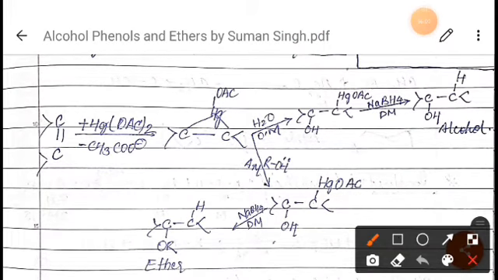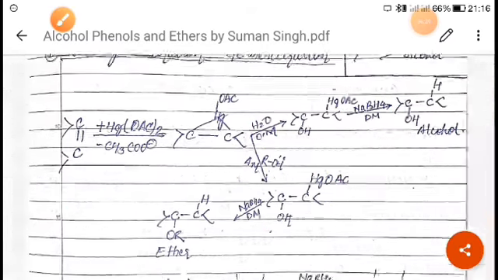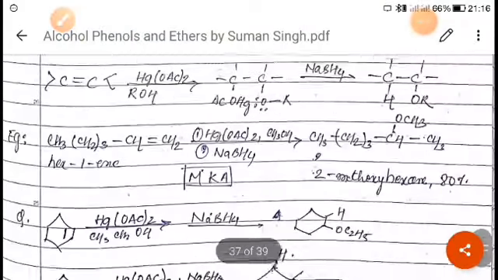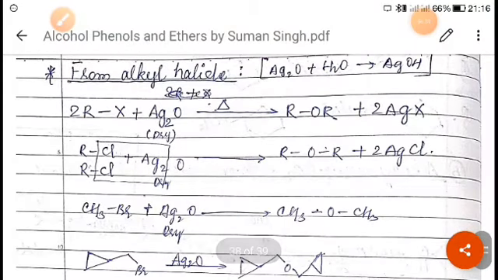As you can see, I have done it very clearly, and it is very easy also. In the first case, we were using H2O, this is oxymercuration, and after that NaBH4, so we are getting alcohol. But when we are using alcohol, we get alkoxymercuration, and after that demercuration. I hope you have understood this, right? Here some examples are given, and some questions are also given. You can do them. Now after that, preparation from alkyl halide.